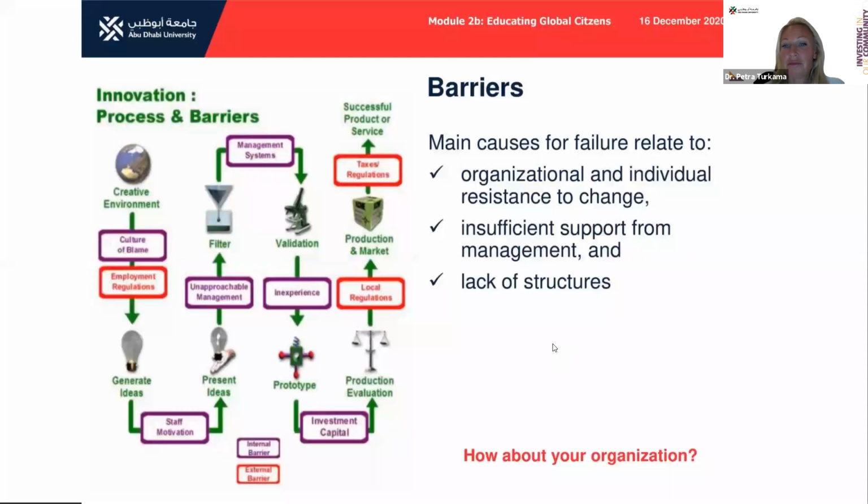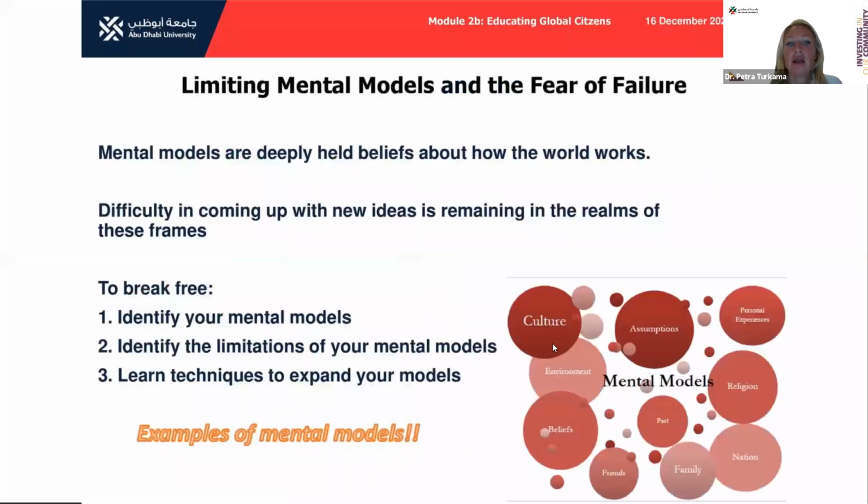Insufficient support and lack of structures, tools, time, all these things. One thing that I would like us to think about is these limiting mental models and fear of failure. These mental models are really the way we see the organization, how we see ourselves, and maybe how others see us as well. And I think this is very true for innovation and creativity.